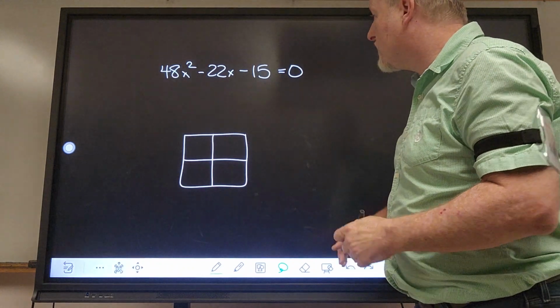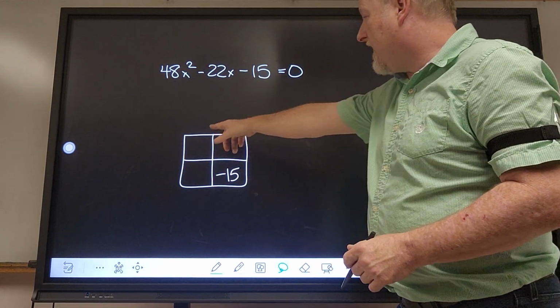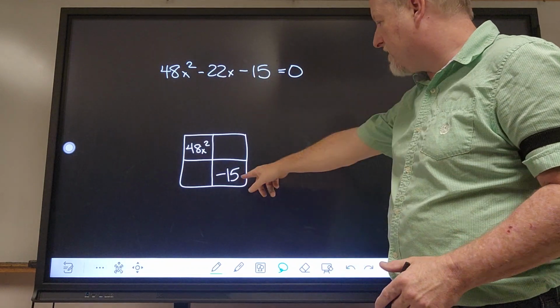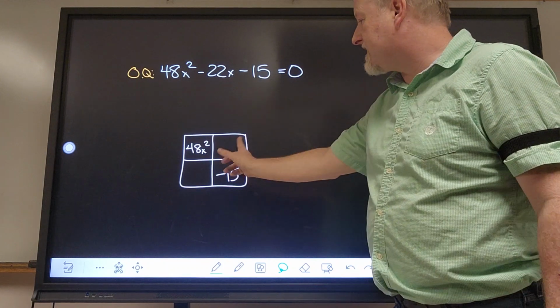Here we go. So we know the x term and the x term are going to produce the 48x squared, and the number term and the number term are going to produce the negative 15. I had them pop in the wrong order, no big deal. But we don't know how to split these two things up.